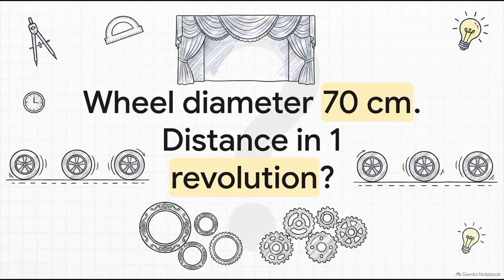For example, the classic wheel problem. You have a wheel with a diameter of 70 centimeters. The question asks, how much distance along the ground will that wheel cover in exactly one full revolution? When students see moving objects in geometry, they tend to freeze. But let's break down the logic using our new mindset.